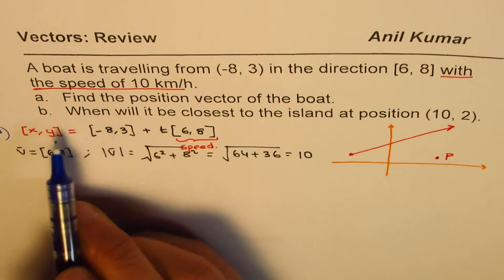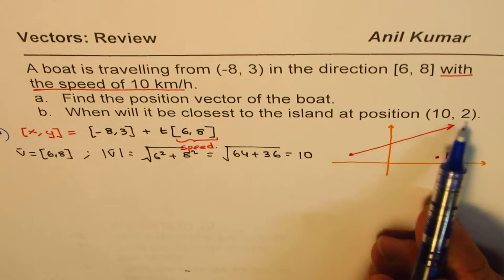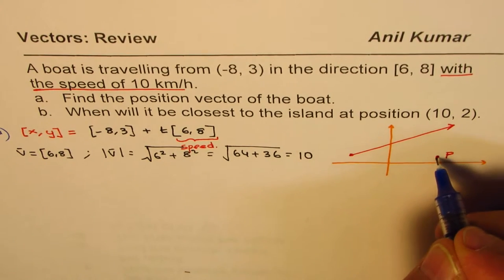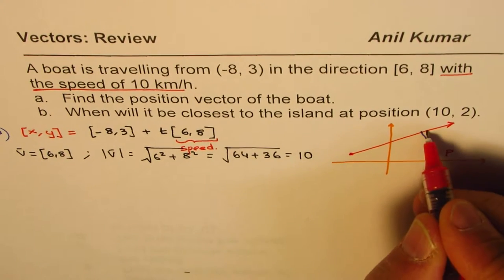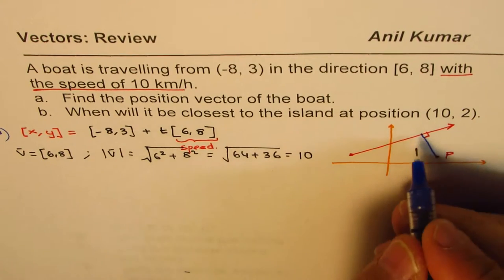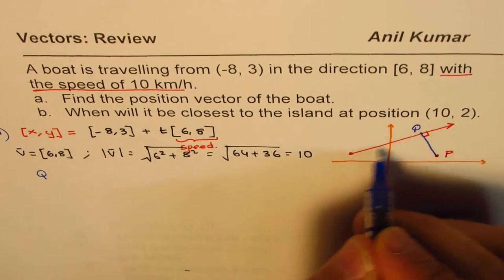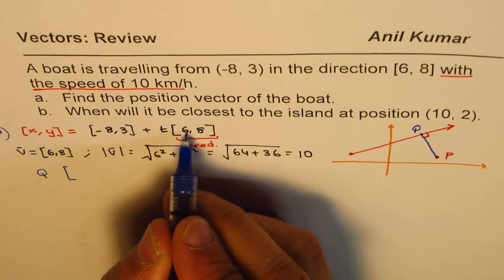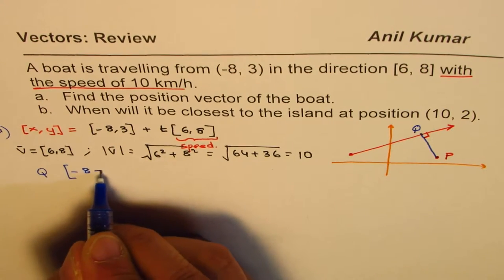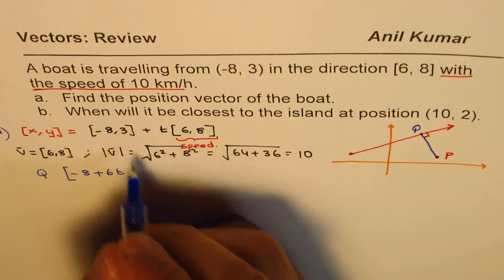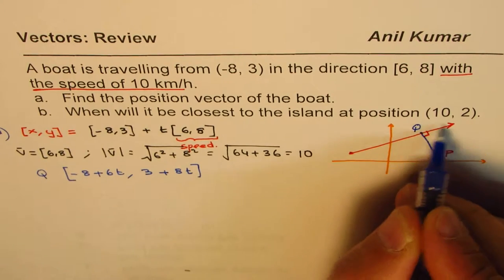Now, let us see how to find the closest position to the island (10, 2). The concept here is that the closest point will form a 90 degrees angle. Let's say that point is Q. A point Q on this trajectory can be given by this equation. So point Q, the x value will be -8 plus 6t, and the y value will be 3 plus 8t. So that is the position vector of Q.